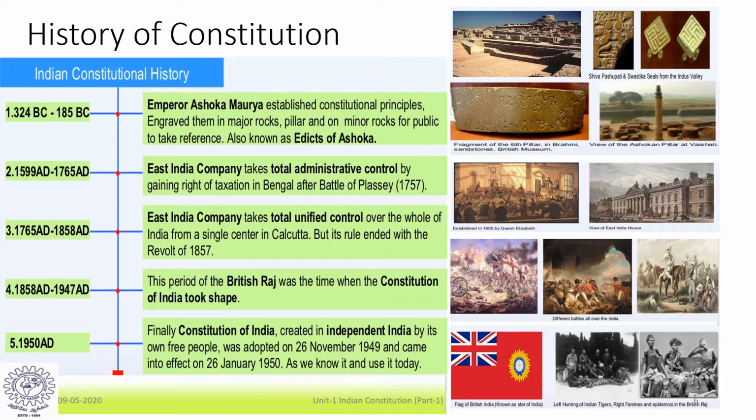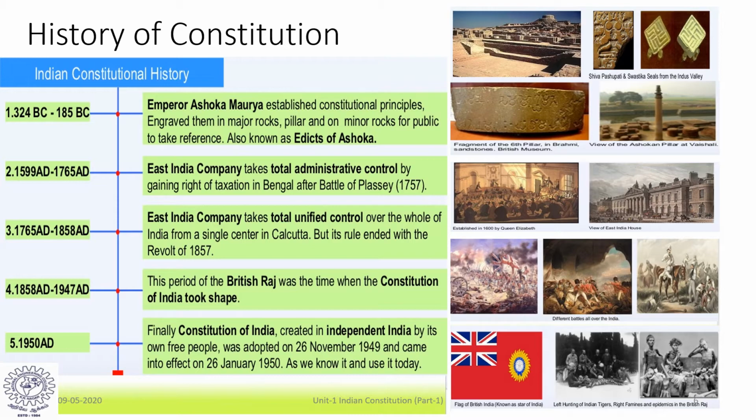In the period of 1599 AD to 1765 AD, the East India Company came to India as a trading company. In 1765, it became an administrative power after gaining the right of taxation in Bengal after defeating the Nawab of Bengal at the Battle of Plassey in the year 1757.